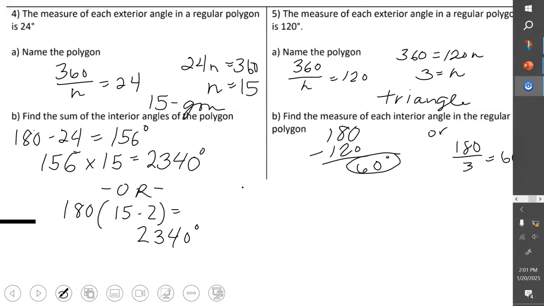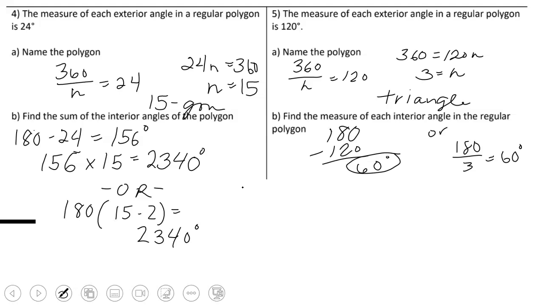This other one, we have an exterior angle of 120 degrees, which means that, well, they all add up to 360, which means that there are 3 of those exterior angles. We have a triangle. One way you could find the measure of one interior angle is you could do 180 minus 120 because they form a linear pair. You get 60 degrees. The other way you can find the measure of one angle is you could do 180, which is the sum of the angles in a triangle, divided by 3, which gives you 60.